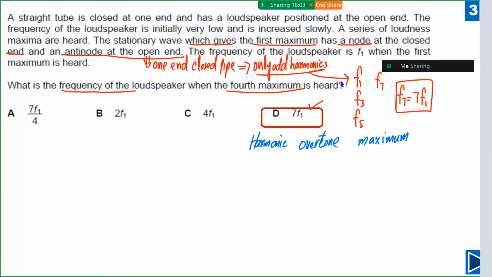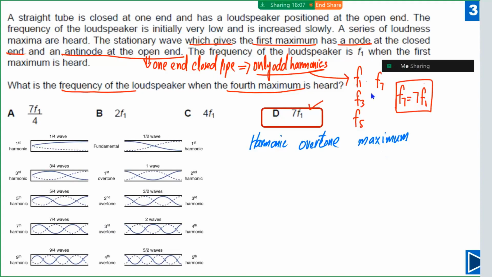Now let's try to understand the difference between maximum, overtone and harmonic. You can look at this figure. In this figure, it is very clear. First of all, you can see what is the first harmonic. When 1/4 of the wave is inside the pipe, we call this the first harmonic. When we have 3/4 of the wave inside the pipe, that is the third harmonic. When we have 5/4 of the wave inside the pipe, that is the fifth harmonic. 5/4 means this is 1/4, lambda by 4, this is the second quarter, third, fourth, and this is the fifth. So when we have 5 lambda by 4 inside the pipe, that is the fifth harmonic. And when 7 lambda by 4 is inside the pipe, we call that the seventh harmonic.